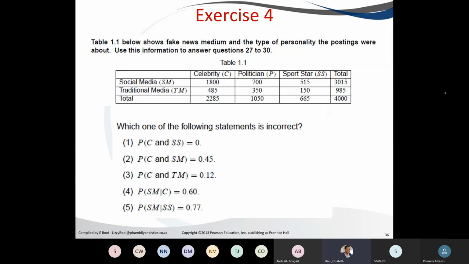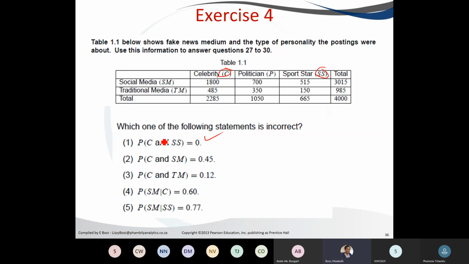Okay, so how do we answer this? Options 1, 2, and 3 are all joint probabilities. The first one says celebrity and sports star. The joint probability of celebrity and sports star can never happen, so that will be correct because it should be equal to 0.